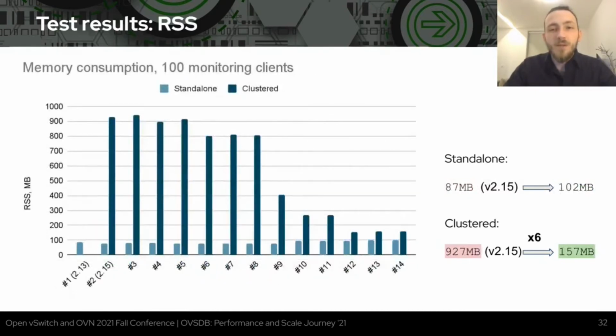The chart for memory consumption: for standalone, it didn't change much, only a slight increase due to changes in database data structures. But for a clustered database, memory usage reduced 6 times.